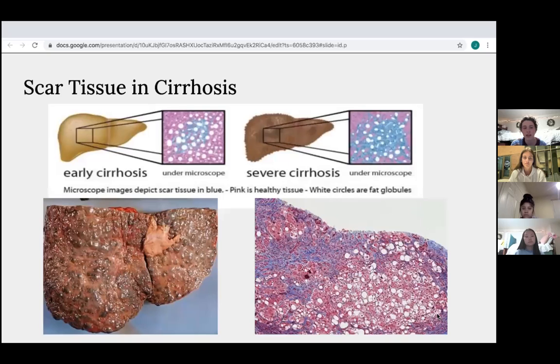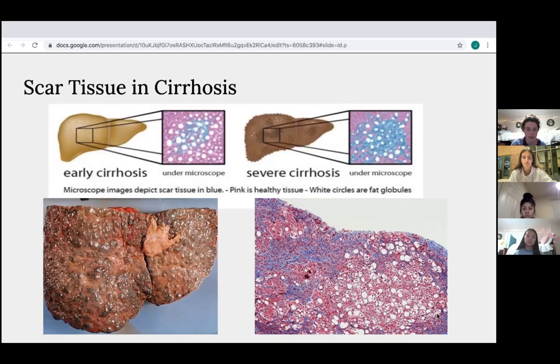And then if we go to the next slide, you'll see scar tissue in cirrhosis. This top picture on the left shows early signs of cirrhosis. You can see the blue represents scar tissue, and then the pink is healthy tissue. The less fat globules there are on the right side is evidence of more severe cirrhosis, and this is because as cirrhosis progresses, it's harder for the liver to metabolize fat in the proper way.